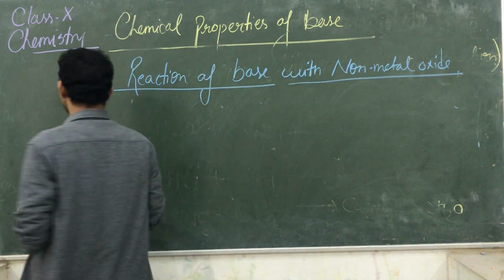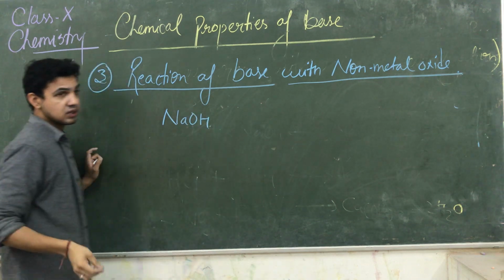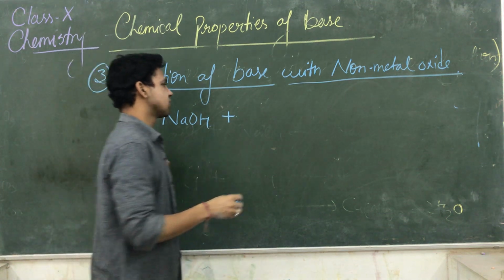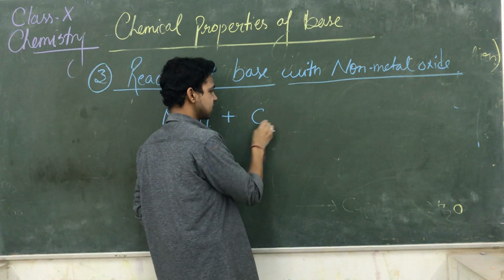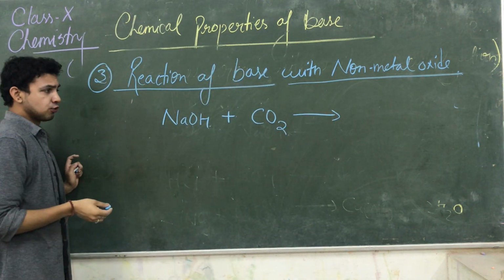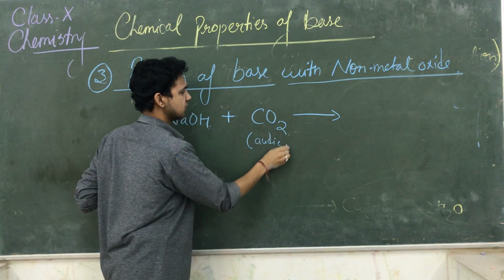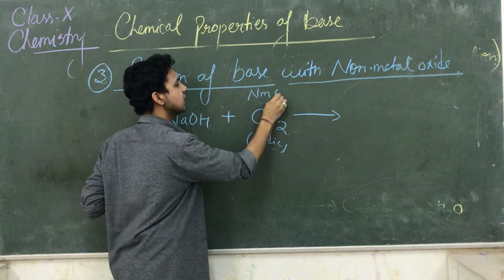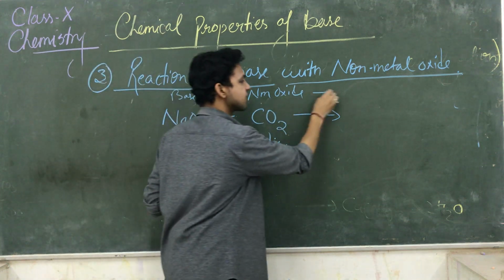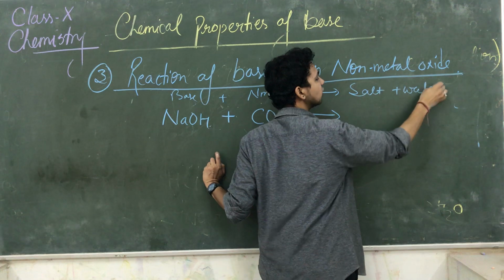So the base we are taking here is NaOH. Then you take another one, a non-metal oxide, generally we are taking CO2. You know the nature of non-metal oxides is acidic. This one is a non-metal oxide and that one is a base. They give you the same products, salt plus water. So that equation is also known as a neutralization reaction.